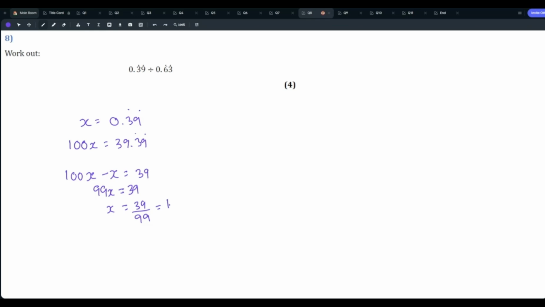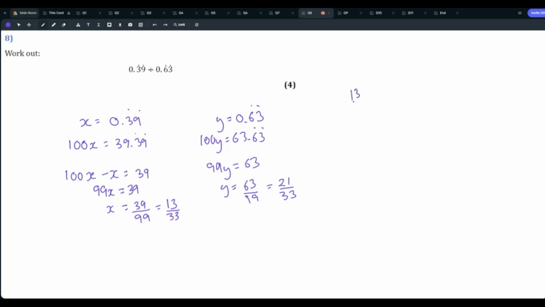This becomes 13 over 33. Just leave that to a side. Let's call this 0.63 recurring. I'll call this y. And exact same method. Take it away first, so that's going to be 99y equals 63, divided by the 99, and this becomes 21 over 33. Yep, and now it's ready to divide.